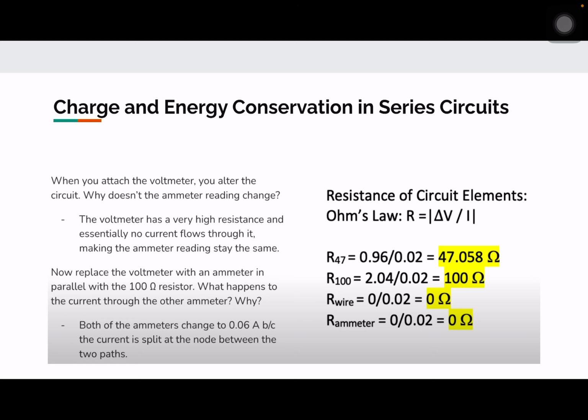Why, when we attached the voltmeter and altered the circuit, doesn't the ammeter reading change? It doesn't change because the voltmeter has really high resistance and essentially no current flows through it, making the ammeter's reading stay the same. You can see on the bottom right, it says R ammeter, and it's essentially 0. Same with wire. Now that we place the voltmeter with an ammeter in parallel with a 100 ohm resistor, what happens to the current through the other ammeter? Well, both ammeters change to 0.6 amps because the current is split at the node between the two paths.